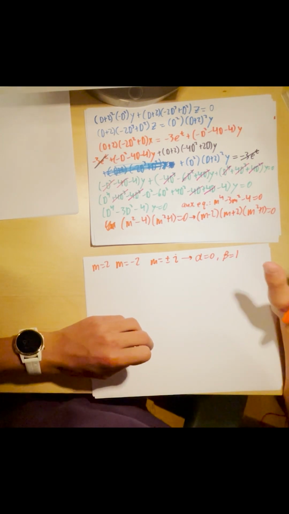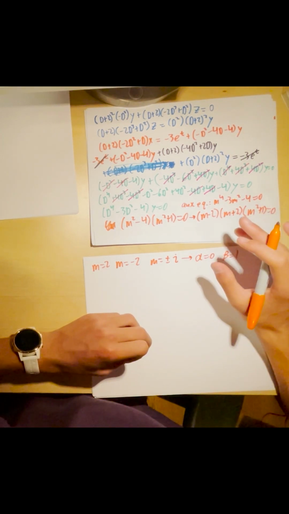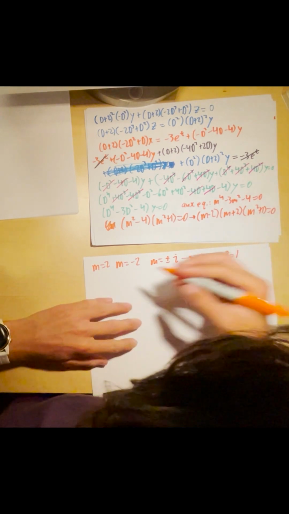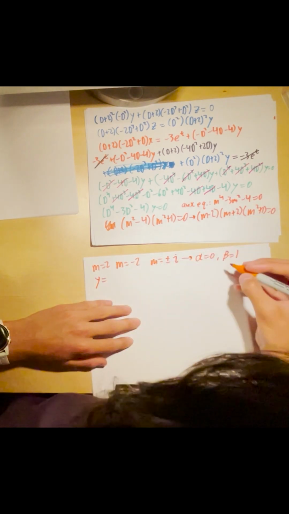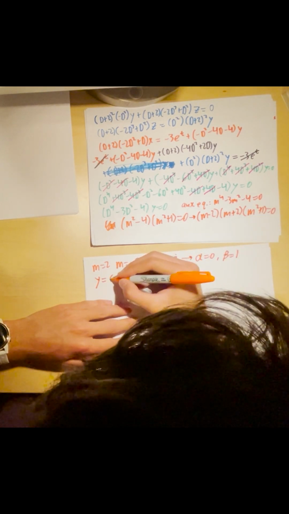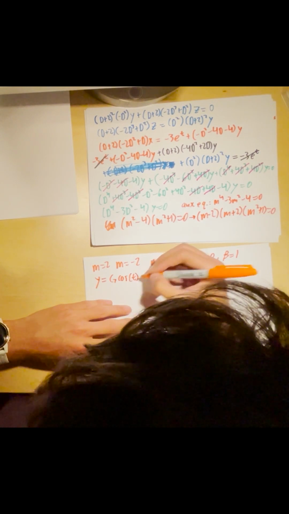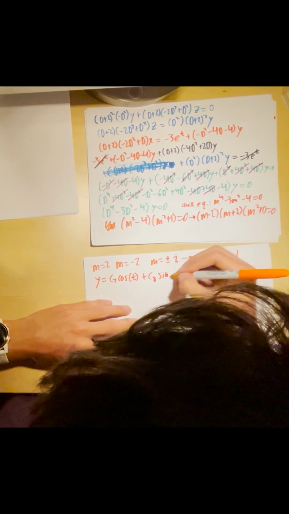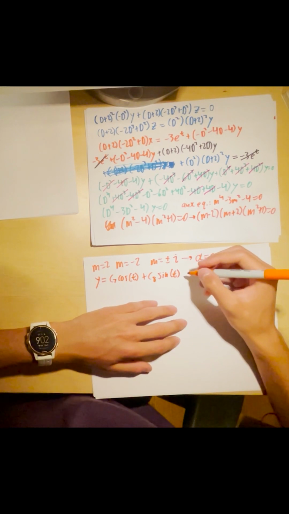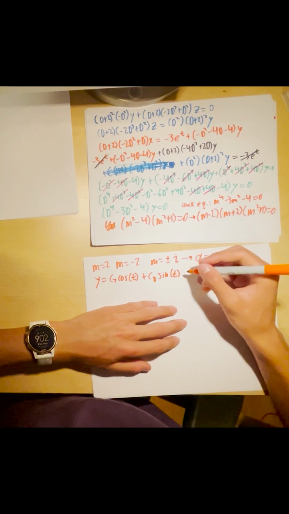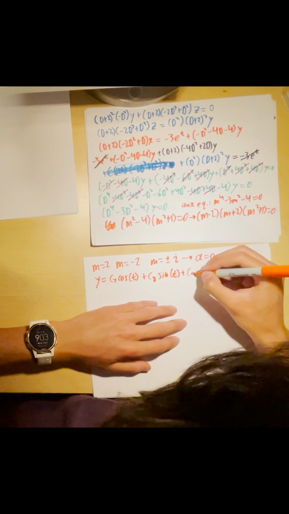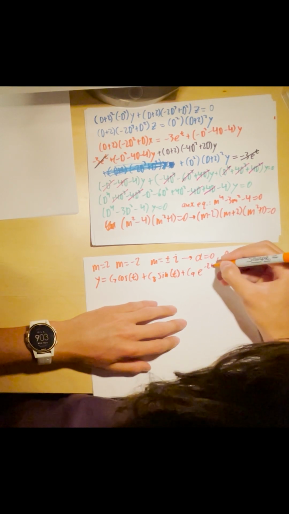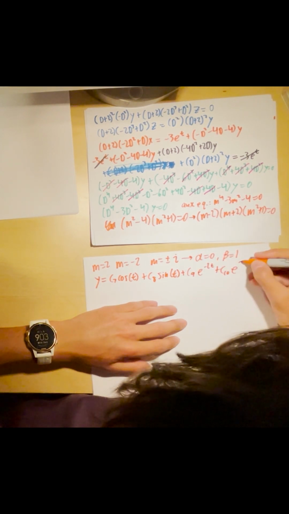However, we're not going to be using c1, c2, c3 because we've already used up through c6. I'm going to write the complementary solution as y equals, and we start at c7 cosine t plus c8 sine of t, plus c9 e to the negative 2t plus c10 e to the 2t.